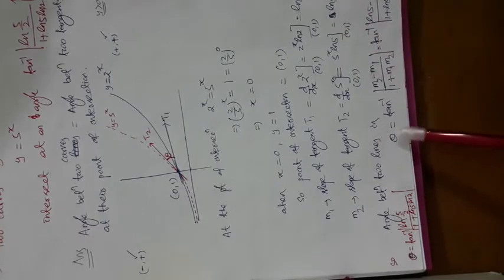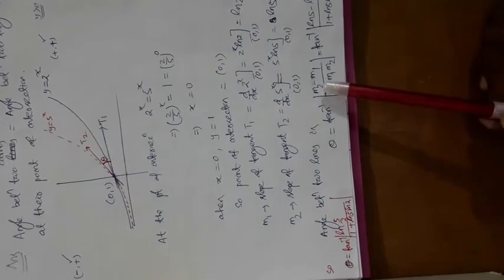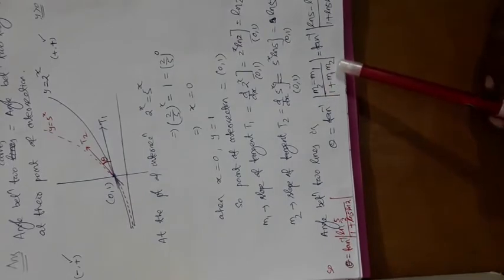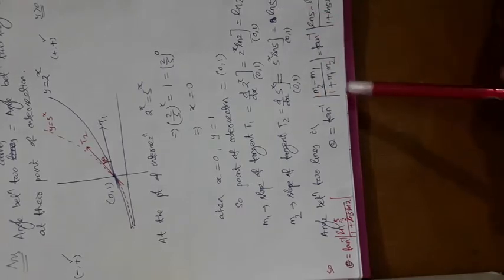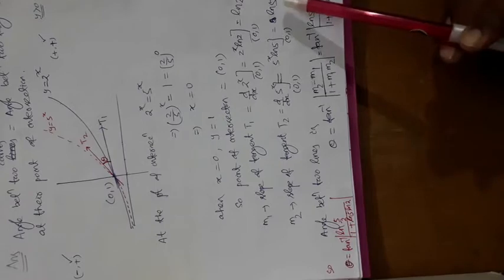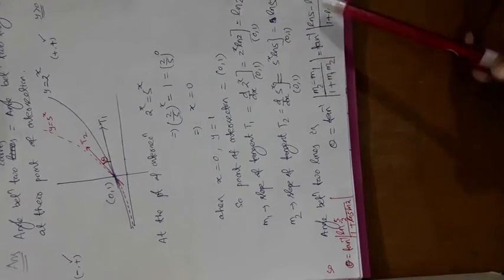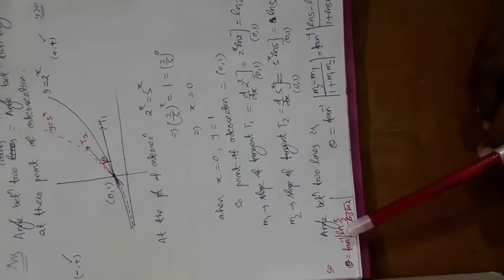Now, the angle between the two curves is theta = tan inverse |(m2 - m1)/(1 + m1 m2)|, which is equal to tan inverse, with the modulus, of (ln 5 - ln 2)/(1 + ln 5 ln 2), that is tan inverse of ln(5/2) divided by 1 + ln 5 ln 2.